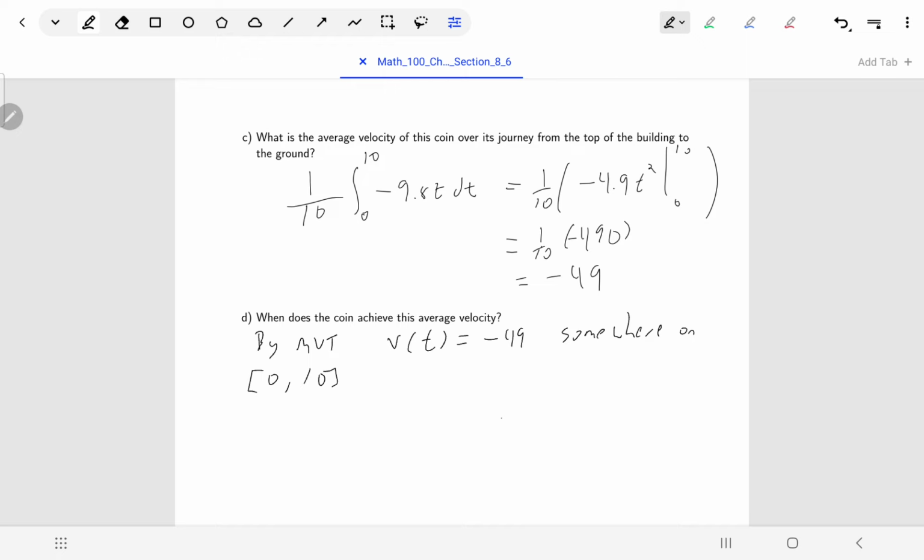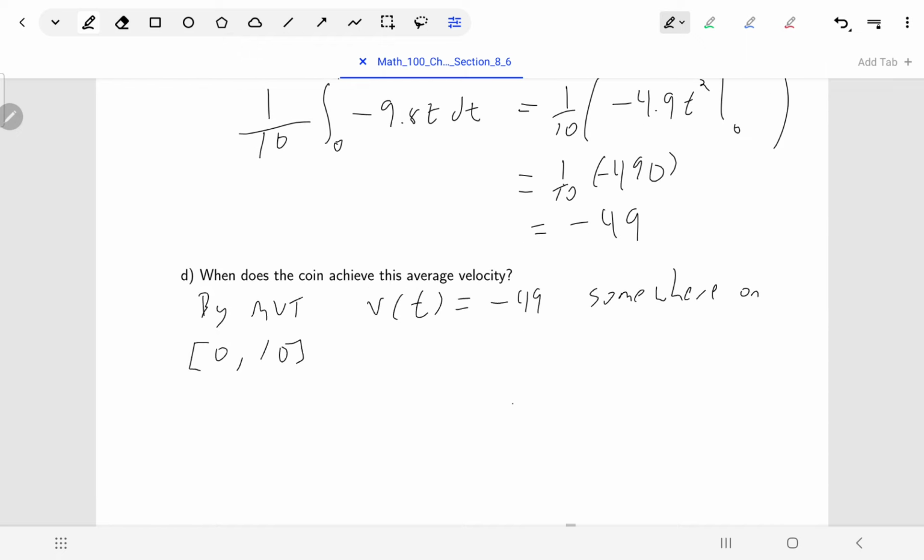And so now let's figure out, when is our velocity happening to be negative 49? Well, our velocity function was negative 9.8 t. And we're solving for where that is equal to negative 49. And when I solve for this, I find that t is 5. So at 5 seconds, the coin achieves the average velocity.